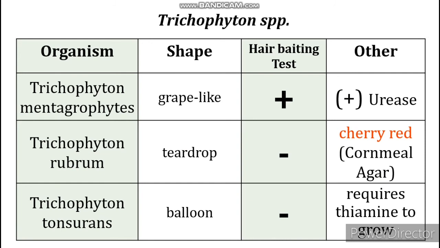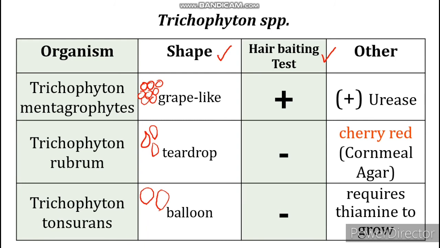Next, your Trichophyton species, you have 3 important species under it. You have your Trichophyton mentagrophytes, rubrum, and your tonsurans. Ano ang tatandaan sa kanila? Yung shape, yung hair baiting test, and other significant characteristics. For the shape, si mentagrophytes, ang shape niya grape-like. Bilog-bilog siya. For Trichophyton rubrum, they are like teardrop. Hindi ako marunong mag-drawing. Sorry, guys. Ayan, teardrop. And then for Trichophyton tonsurans, they are balloon shape. So, para silang oval.